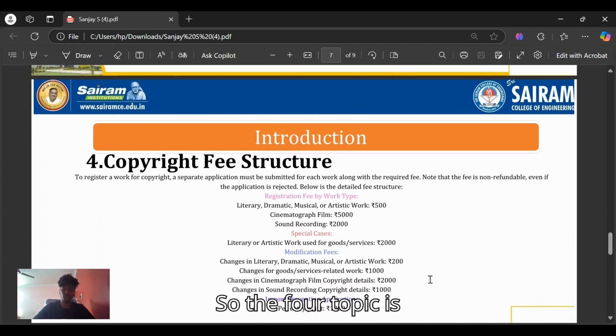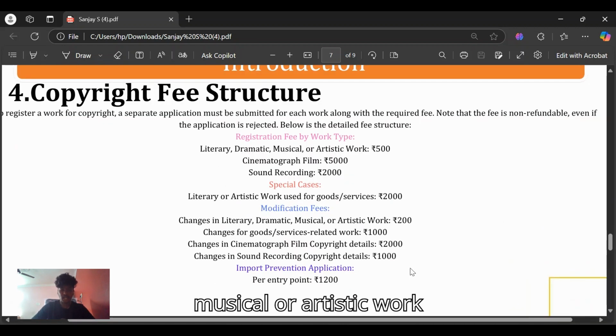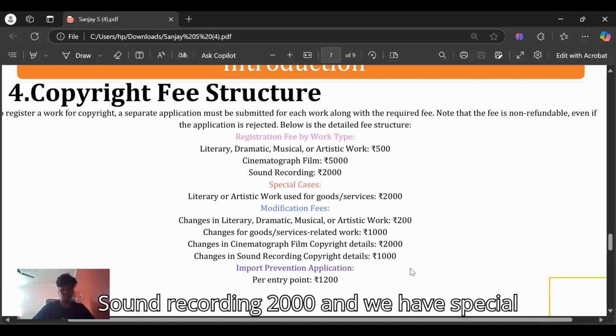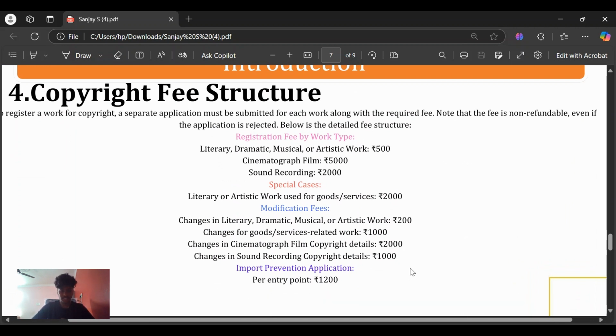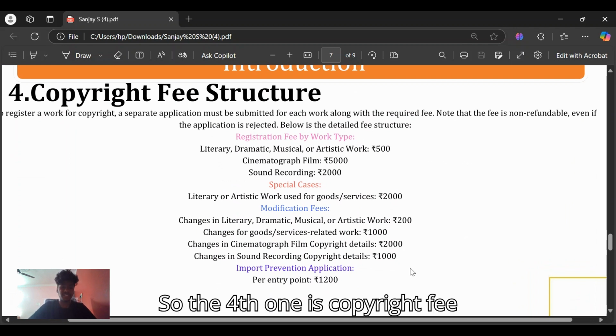So the fourth topic is the copyright fee structure. Dramatic, musical or artistic work, 500 rupees; cinematograph film, 5000; sound recording, 2000; and we have special cases, literary or artistic work used for goods and services, 2000, and modification fees.